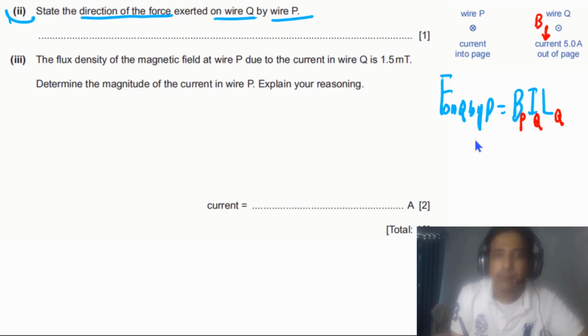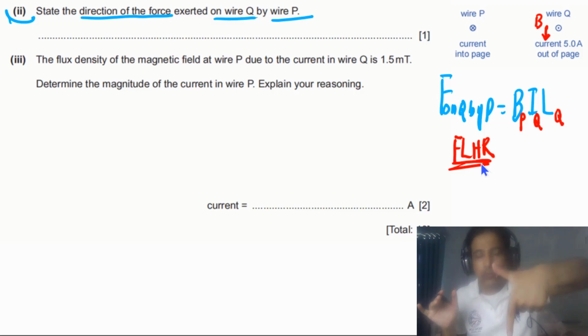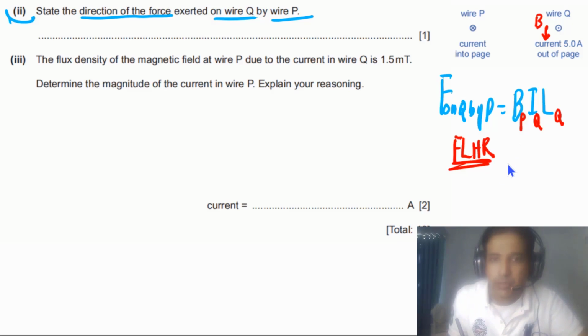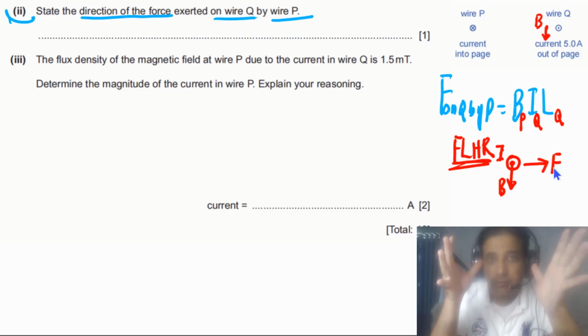So now you have to use Fleming left hand rule. If we use Fleming left hand rule, we have magnetic field that is down, and we have current that is out of the page. So we can write here, we have B, this one is down, and we have current that is out of the page. So the force will be to the right. So this is one way you can find out direction of force.